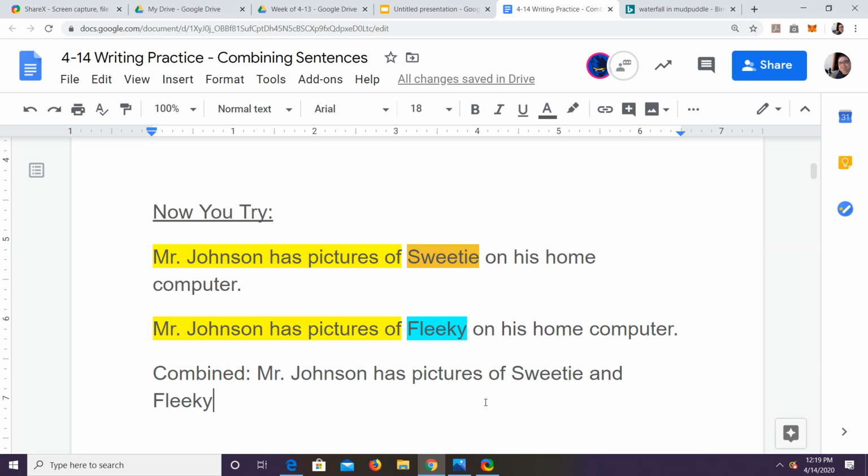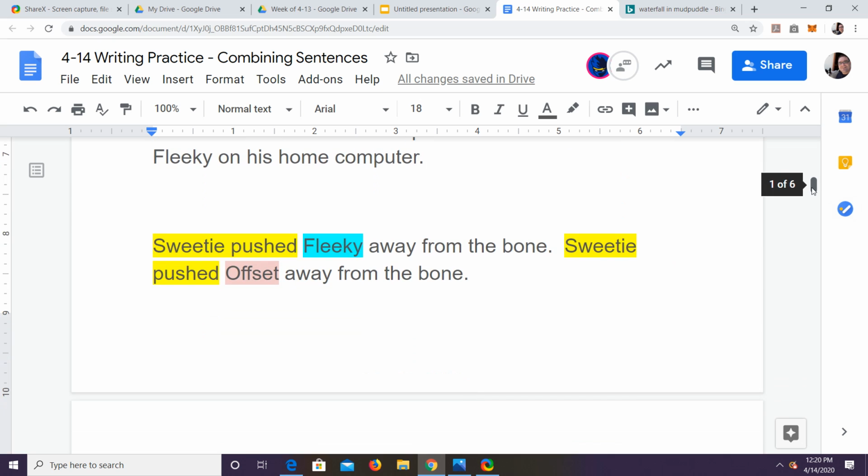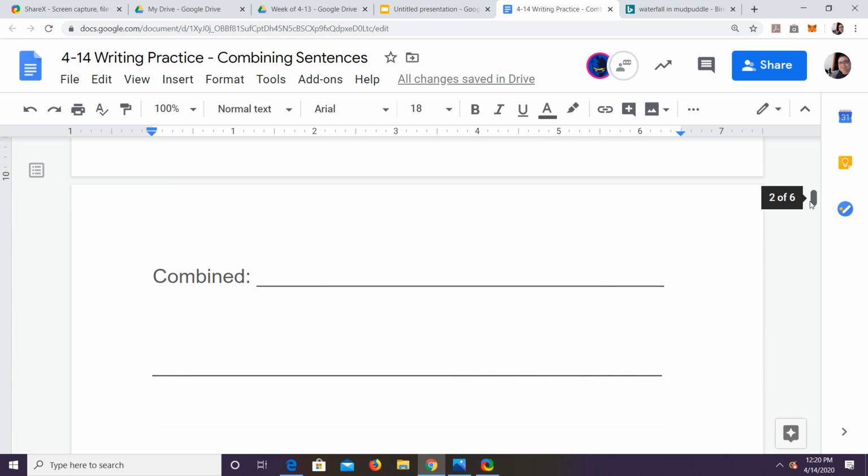And then you want to finish the sentence on his home computer. And you just got to say that one once, because it's really the Sweetie and the Fleeky that's the difference, and I'm putting them together. All right, so the next one is the one you're going to try on your own.